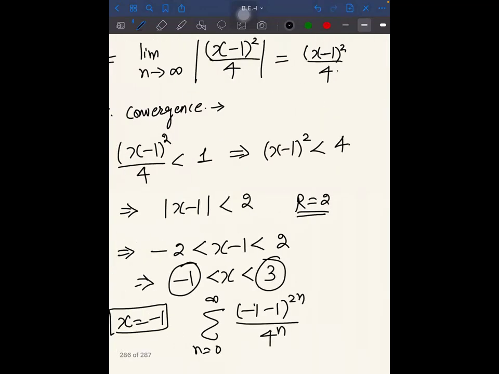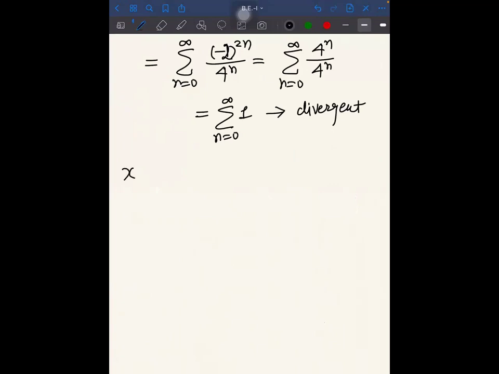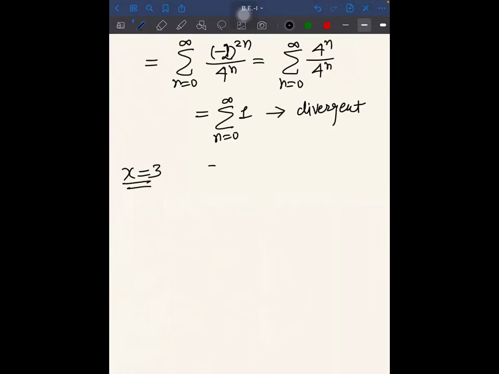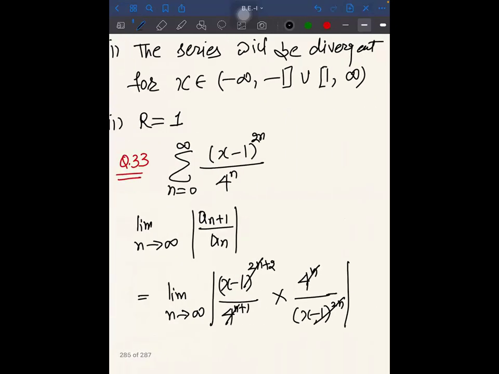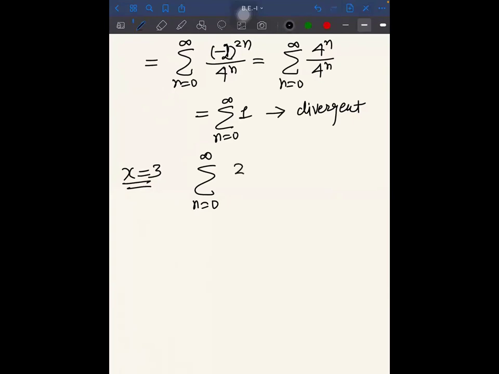Okay, so now if you have x is equal to 3, what will happen then? Summation n runs from 0 to infinity. You simply put 3 over here, so 3 minus 1 is 2, right? So that's 2 raised to power 2n upon 4 raised to power n again. So that is again divergent.